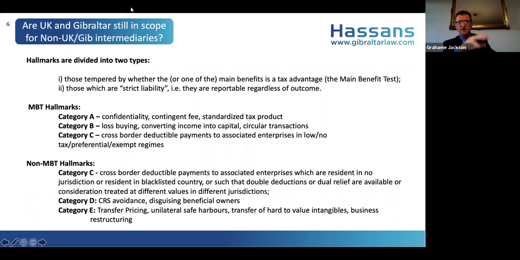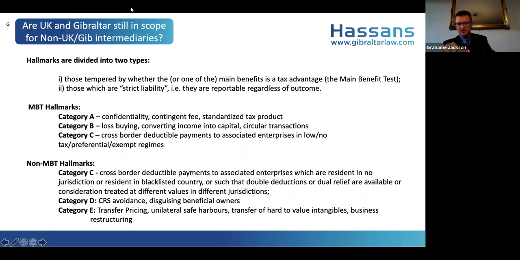And the hallmarks are divided into two types. There are those that have as part of them the main benefit test, which is what we talked about earlier on. And the main benefit test is that the, or one of the main benefits of the arrangement is a tax advantage, and a tax advantage we'll talk about in a moment. And those main benefit test hallmarks are category A, category B, and category C, some of category C anyway.